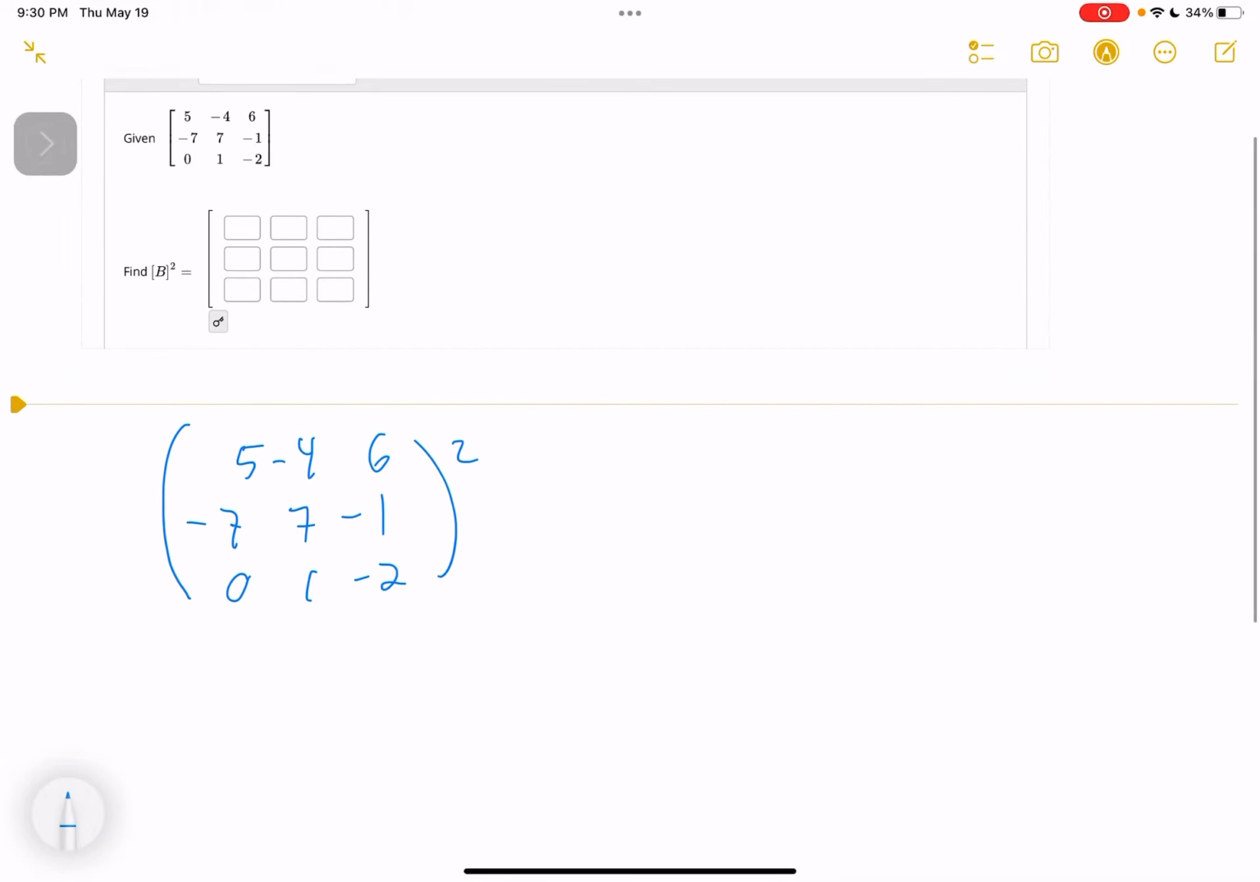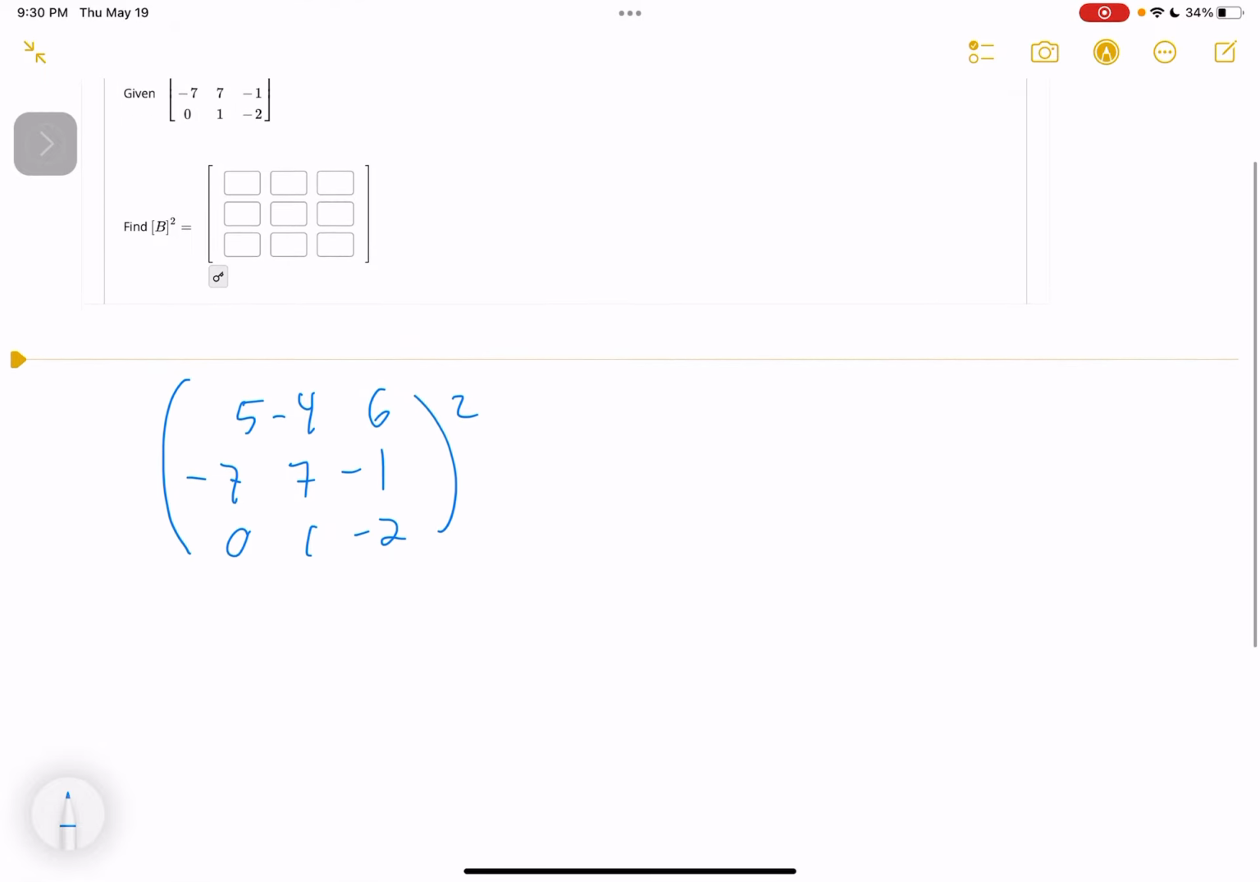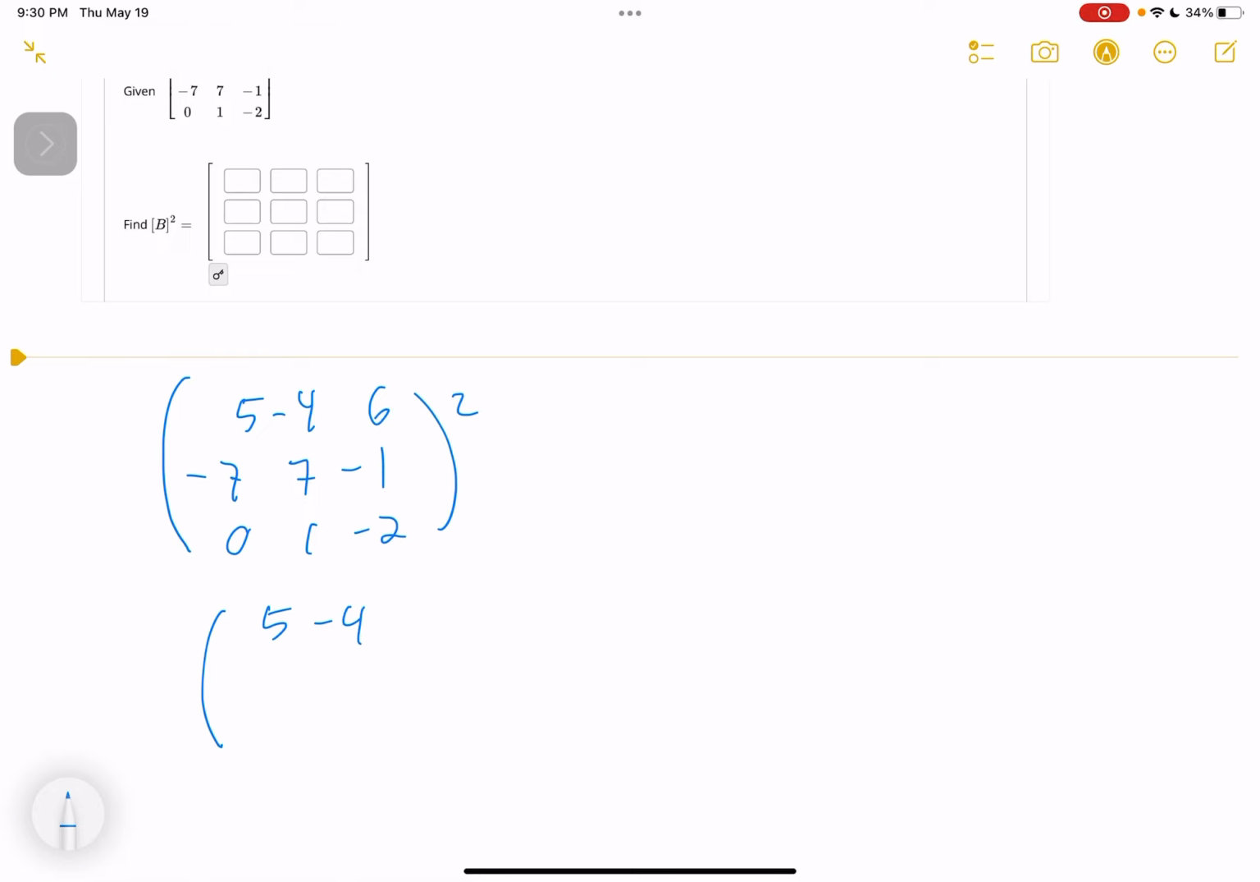Okay, this one, they don't tell us this, so I assume that B must be the matrix 5, -4, 6, -7, 7, -1, 0, 1, -2. And we are going to square this matrix because they want us to find B squared. When we square a matrix, and I'm probably forgetting some of my matrix skills because it's been a while, I'll just go back to the basics on this.